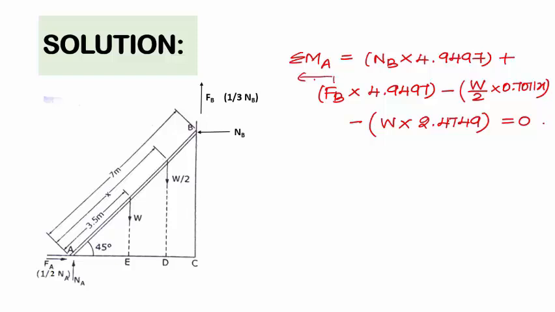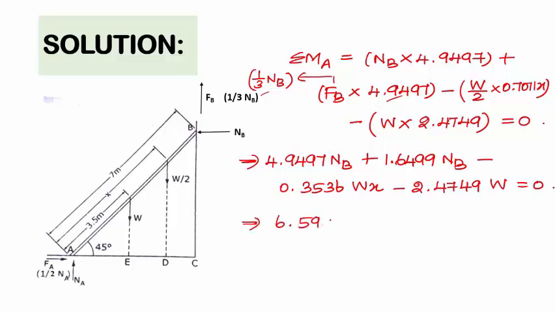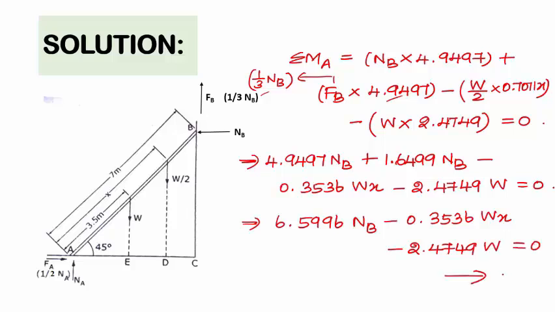Okay. This FB is mu B into NB. Mu B value is given in the problem as 1 by 3. So this becomes 1 by 3 NB. So the above expression can be simplified as 4.9497 NB plus 1 by 3 into this 4.9497 is 1.6499 NB minus W by 2 into 0.7071x is minus 0.3536 Wx minus 2.4749 W is equal to 0. This can be simplified as 6.5996 NB minus 0.3536 Wx minus 2.4749 W is equal to 0. We can keep this as equation 5.